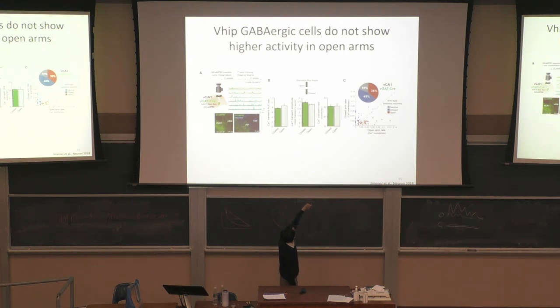And it looks like, if anything, there are more cells that are more activated in the closed arms rather than the open. But they're more kind of uniformly firing or have a weak preference for the closed arms. Okay, so the GABAergic cells in the ventral hippocampus don't seem to have this anxiety location encoding type of thing going on.